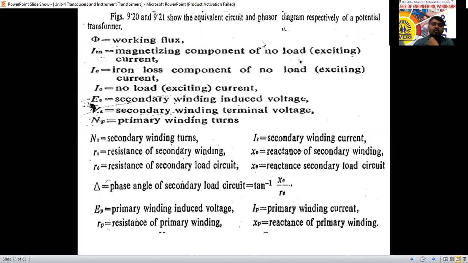EP is the induced EMF in the primary winding, the self-induced EMF. IP is the total current flowing through the primary winding. The resistance of the primary winding is RP, and the reactance of the primary winding is XP.